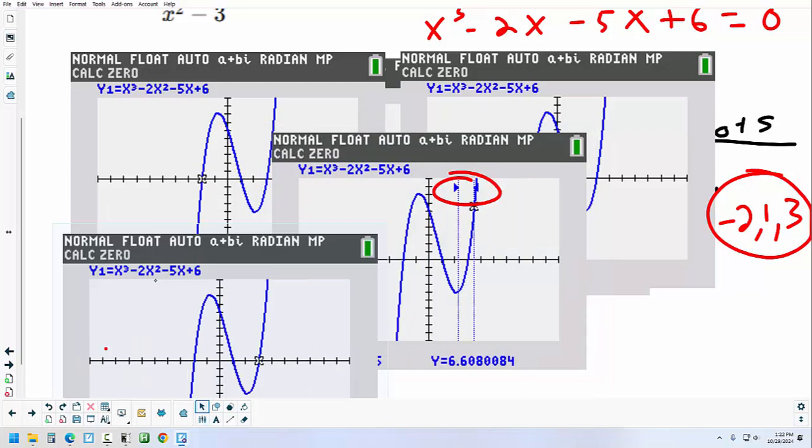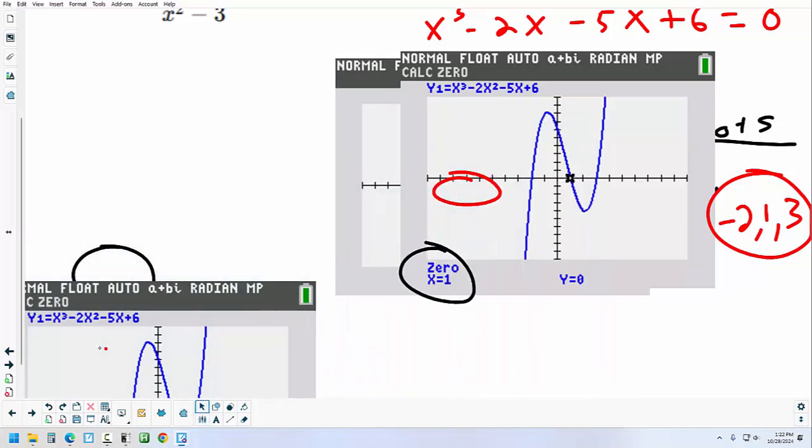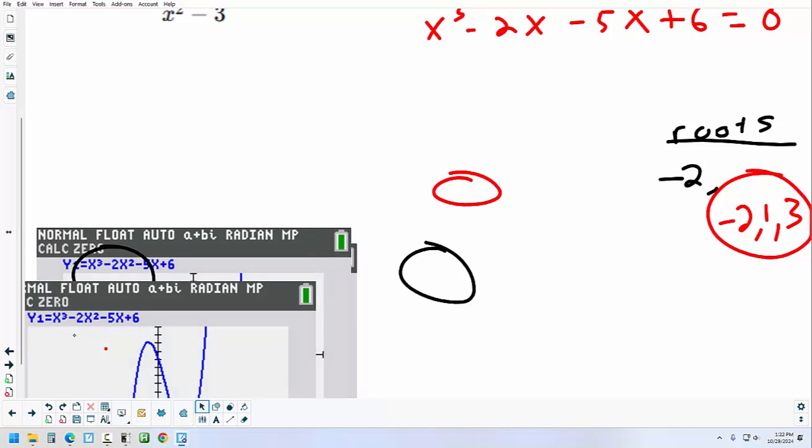I'm just going to move all these out of the way. I'd already written one of them down. Any question on how to get those roots?